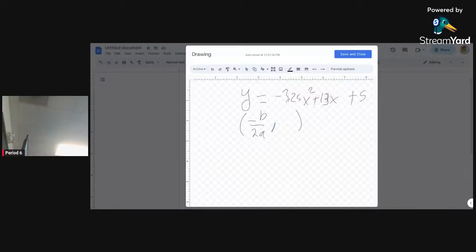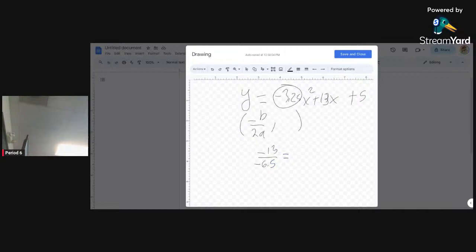So what is the opposite of 13? Yeah, that's right. And then over 2 times a. Well, what's 2 times 3.25? Why do we get the 2a and b? Because that's a formula. It's actually the axis of symmetry, and you use the axis of symmetry to find the rest of the vertex. It's 6.5? Is that right?